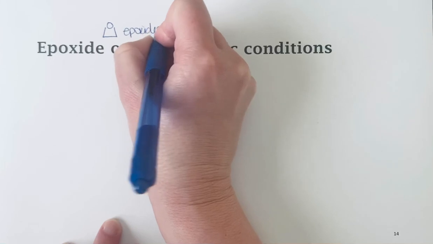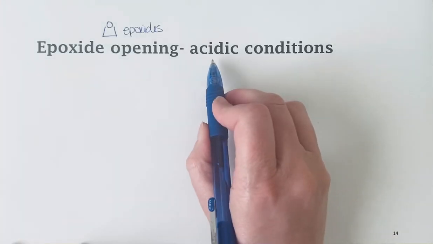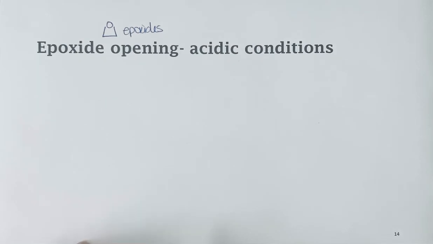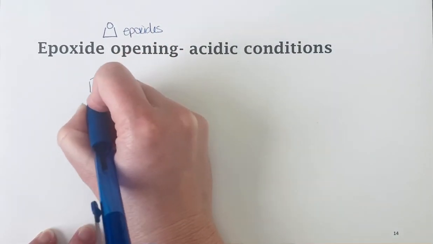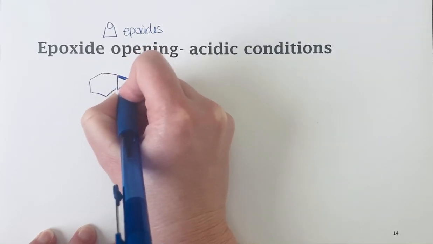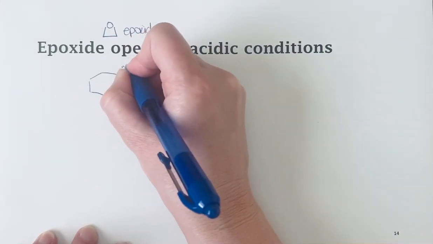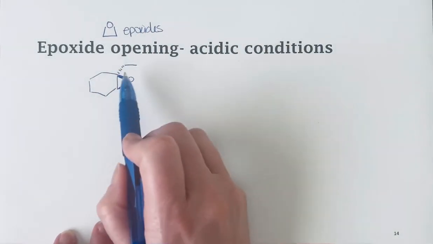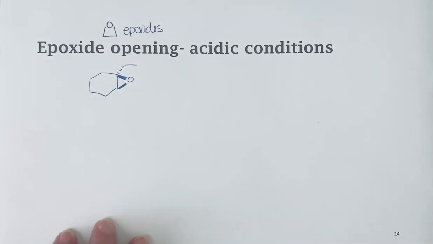And so they are much more reactive than other ethers, and they can open up either under acidic conditions or under basic conditions. So we're going to take a look at the acidic conditions. I'm going to draw an epoxide, and I'm going to specifically pick one that is not symmetrical. So I'm going to throw an alkyl group here so that we have one carbon atom that is more substituted than the other carbon atom.